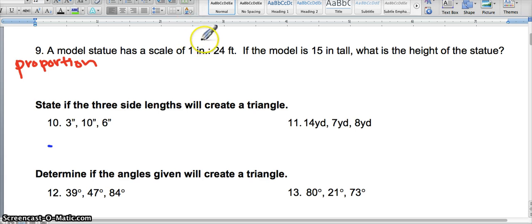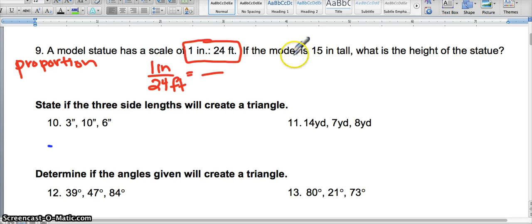The model of the statue has a scale of 1 inch to 24 feet. That's going to be your first ratio, 1 inch over 24 feet. Now, we know that the model is 15 inches tall. Here's the trick: getting the 15 in the right place. 15 inches ought to be one clue. Inches is the numerator in the other ratio, so we want inches to be the numerator in the second ratio in the proportion. And then you're solving.